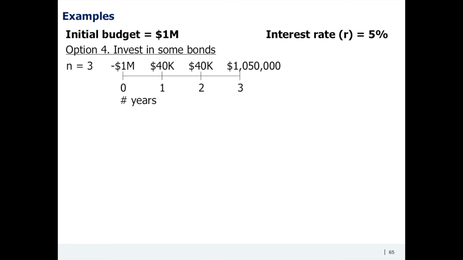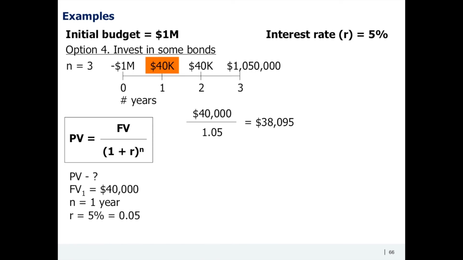You can also invest $1 million in some bonds that will have this stream of cash flows. So, at the end of the 1st year, you will earn $40,000. At the end of the 2nd year, you will get $40,000 as well. And at the end of the 3rd year, you will get $1,050,000. In order to calculate the present value of the project, you should calculate the individual present values of these cash flows. The present value of the first cash flow is $38,000.